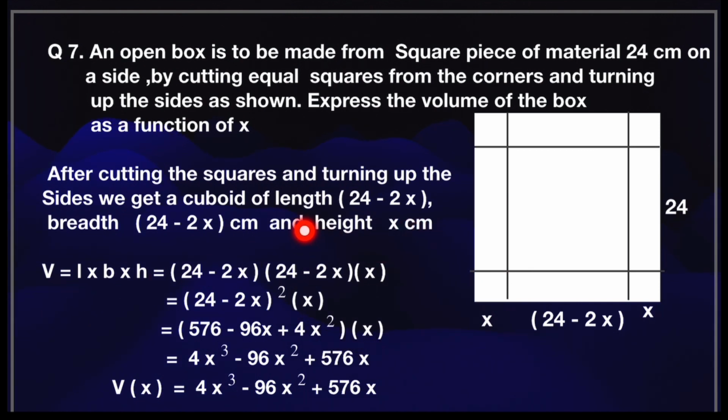Now you know the volume of a cuboid. It will be length into breadth into height. So this is the length, breadth and height, so you will get this. You open it, you will get 24 square minus 2 into 24 into 2x plus 2x whole square. This is how you will open this bracket into x. Again you multiply x throughout, so it will become 4x cube minus 96x square plus 576x. So the volume V(x) is equal to this expression. That is the answer.